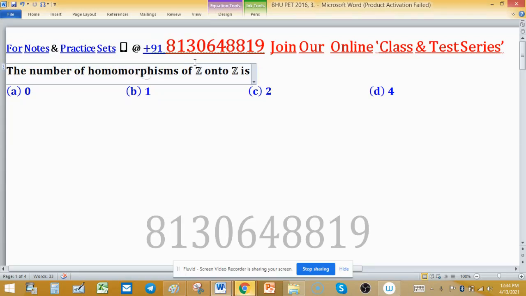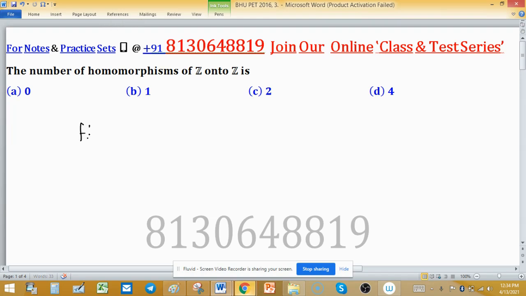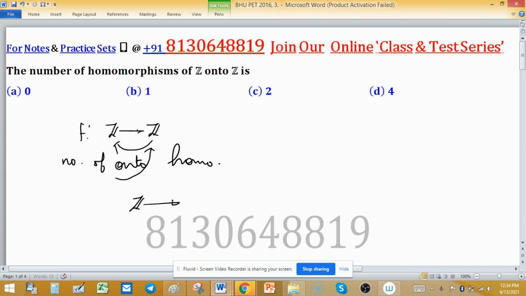The number of homomorphisms of Z onto Z is? We need to find the number of onto homomorphisms. That is, if f is a homomorphism from Z to Z, then we have to find the number of onto homomorphisms. Onto homomorphism is clearly understood by the word onto. We are interested in finding homomorphisms from this to this. We know that Z is generated by two elements, 1 and minus 1.